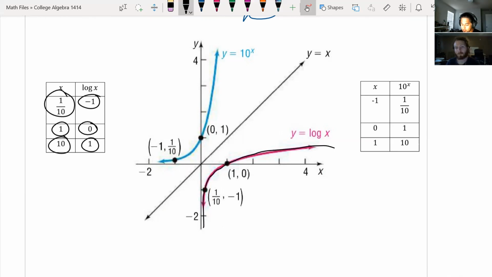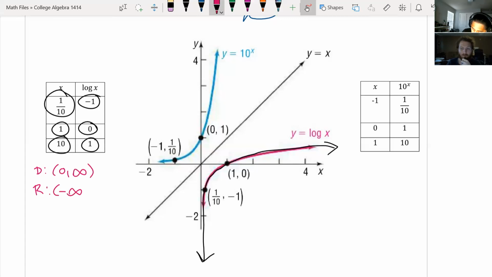And you notice that we will never, ever touch the y-axis. That's because the domain has to be greater than what? Greater than 0. Good. So for this one, in red, our domain is 0 to infinity. The range is all real numbers. And since we never touch 0, this means that we will have a vertical asymptote at x equals 0.